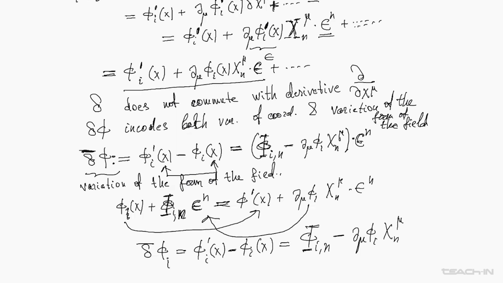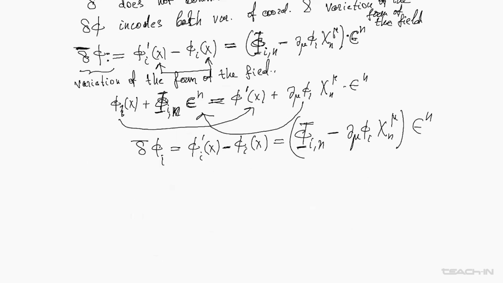And now you see that the variation of the form actually coincides with the full variation only if δx^μ is equal to 0. In this case, there is no such term as δx^μ, because this is a response of the field to the variation of coordinates, and therefore if the variation of coordinates is 0, the variation of the form coincides with the full variation of the field.